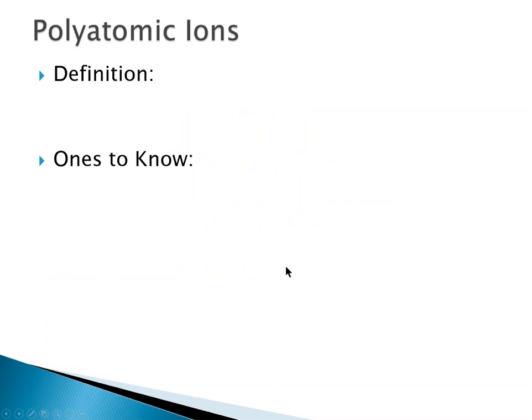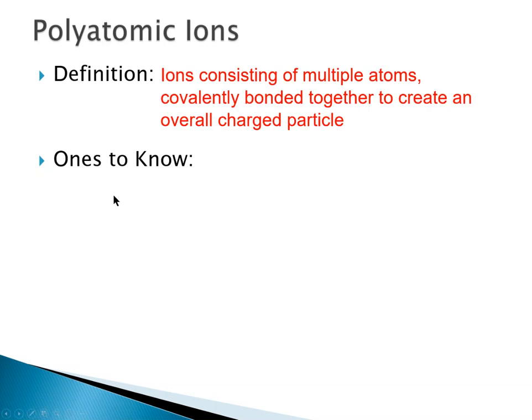All right, last thing we want to talk about is ternary ionic compounds. So you've seen me use that term binary. Binary ionic compounds only contain 2 types of elements. Ternary compounds contain 3 types of elements. So a polyatomic ion is an ion that consists of multiple atoms covalently bonded together to create an ion that's made up of more than one atom.